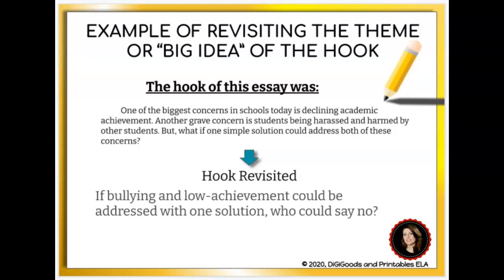Here's an example of how I did it. Here's the hook in the essay that I wrote. One of the biggest concerns in schools today is declining academic achievement. Another grave concern is students being harassed and harmed by other students. But what if one simple solution could address both of these concerns? So imagine that's the beginning of my essay, and this is the very last thing I say. If bullying and low achievement can be addressed with one solution, who could say no?